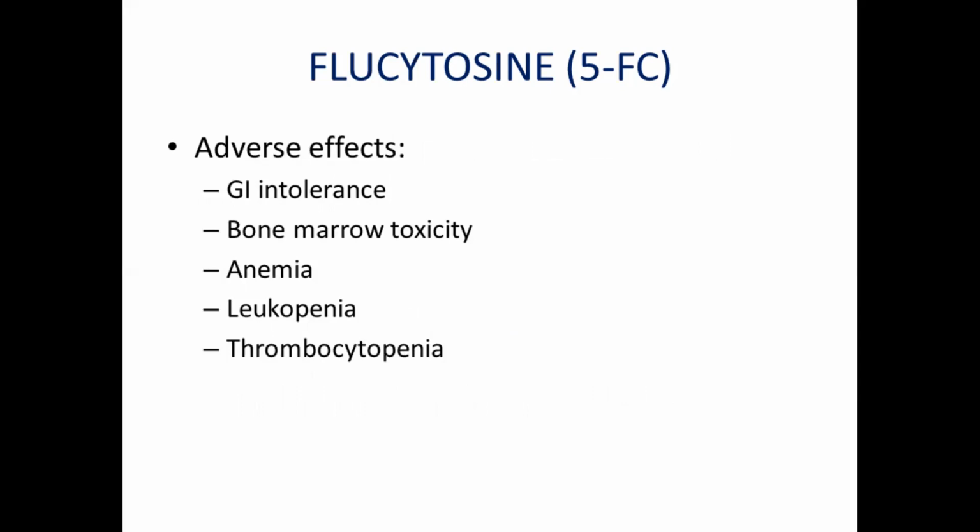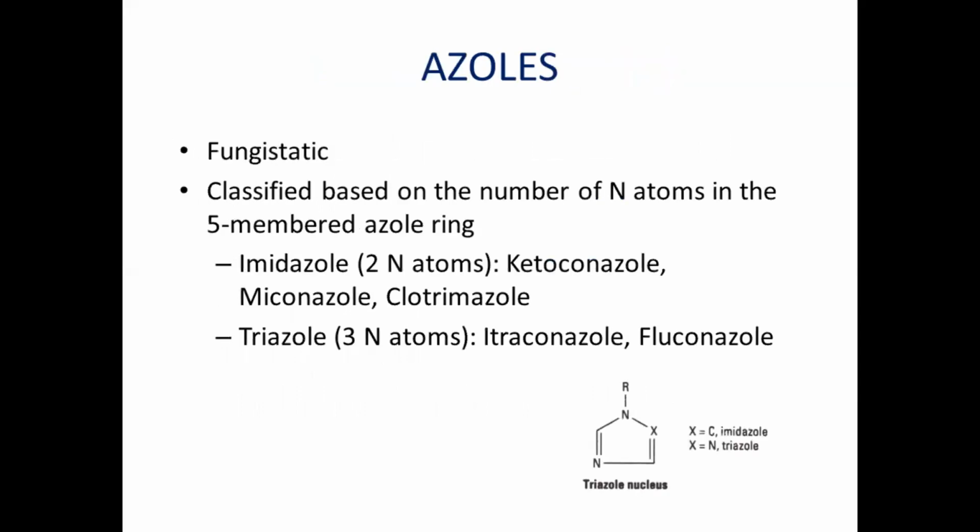However, these are the following adverse effects. Azoles are fungistatic, no? And they are classified based on the differences in the number of nitrogen in the 5-membered azole ring. So the imidazoles are composed of 2 N atoms. We have ketoconazole, miconazole, and clotrimazole. The triazoles have 3 N. It includes itraconazole and fluconazole.